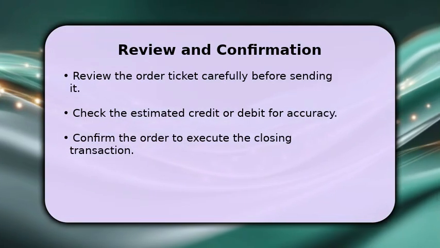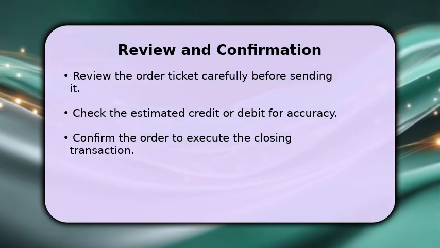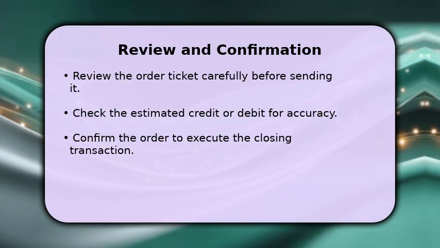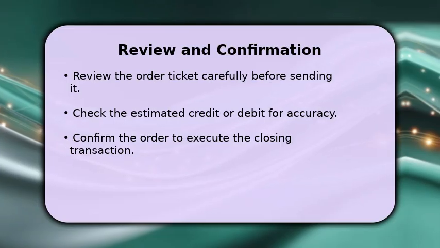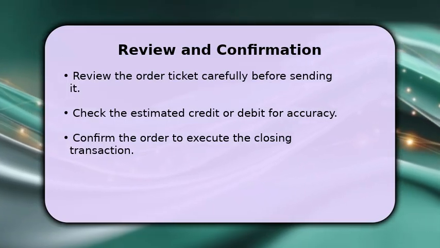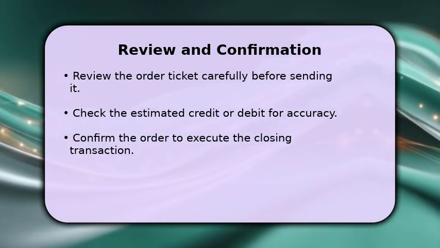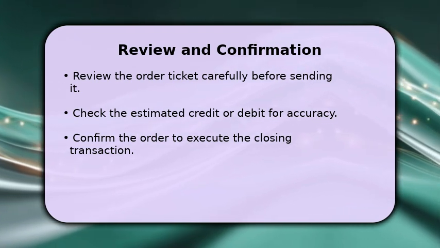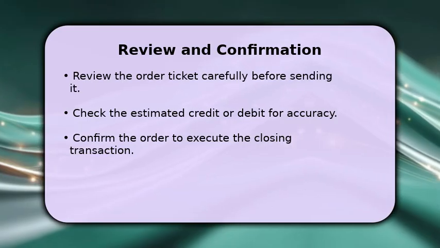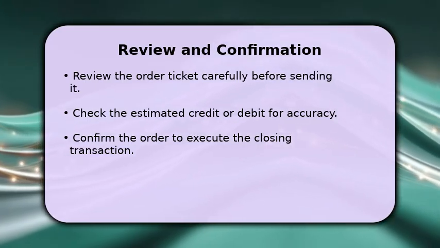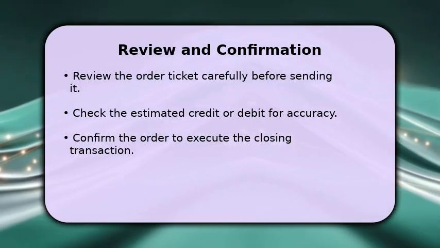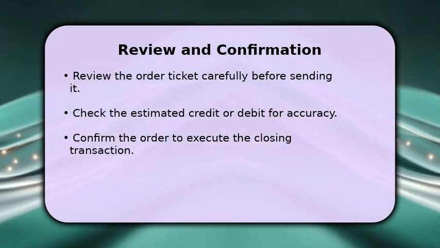Before finalizing any closing order, it is crucial to review the order ticket thoroughly. Double-check all the details, including the option contract, quantity, order type, and price. Pay close attention to the estimated credit or debit, ensuring it aligns with your expectations. Once you are confident that all the information is correct, click Confirm and Send to execute your closing transaction. This final check helps prevent errors and ensures your trade is placed as intended.